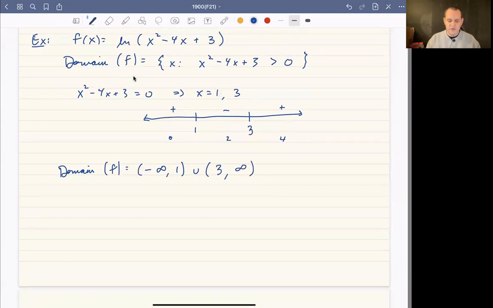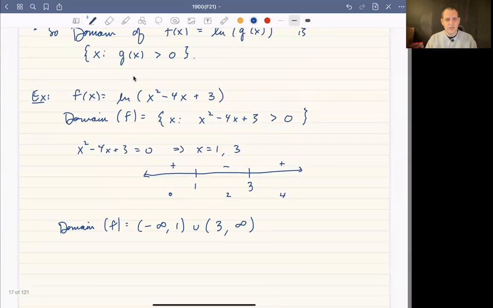And so that's how you find the domain of logs in general. Whatever your function is on the inside of the log, you just have to figure out when that is positive. Those x values will be your domain.